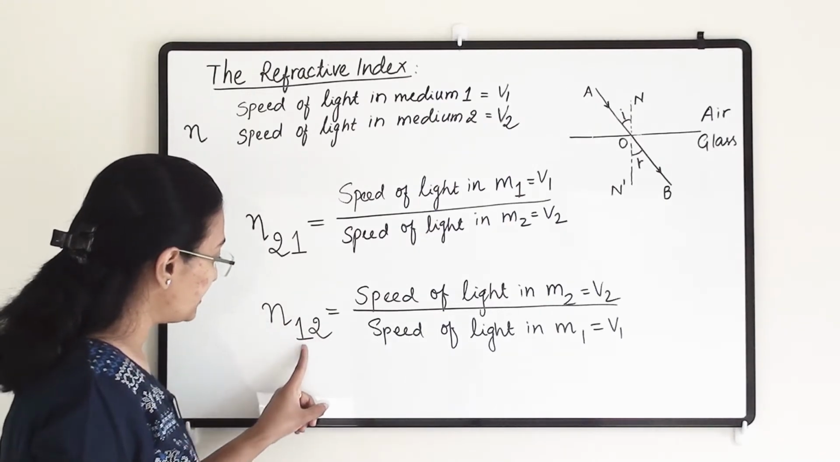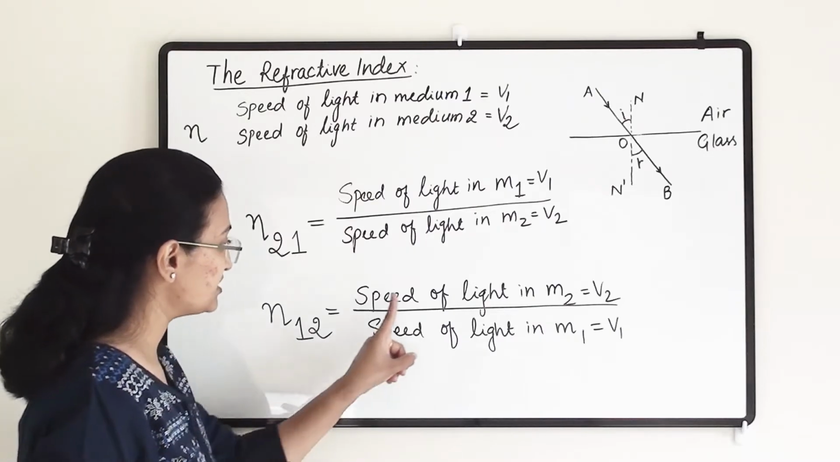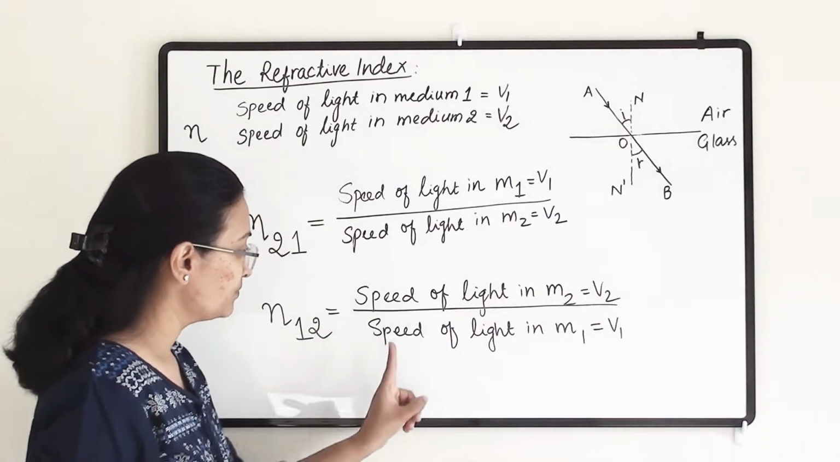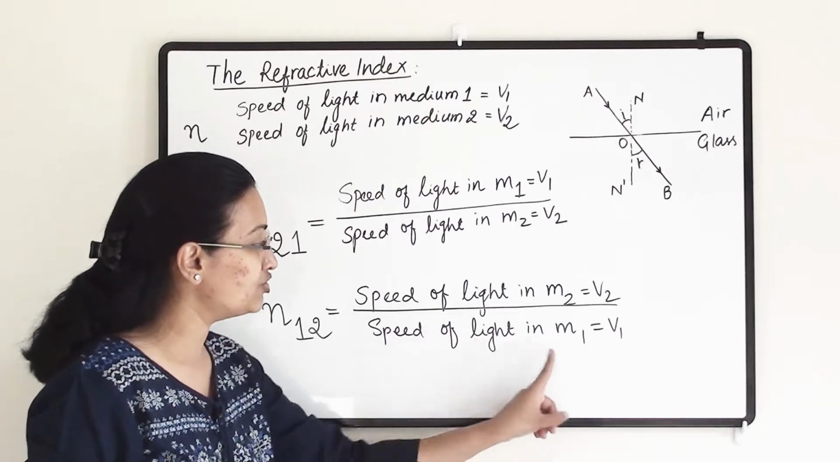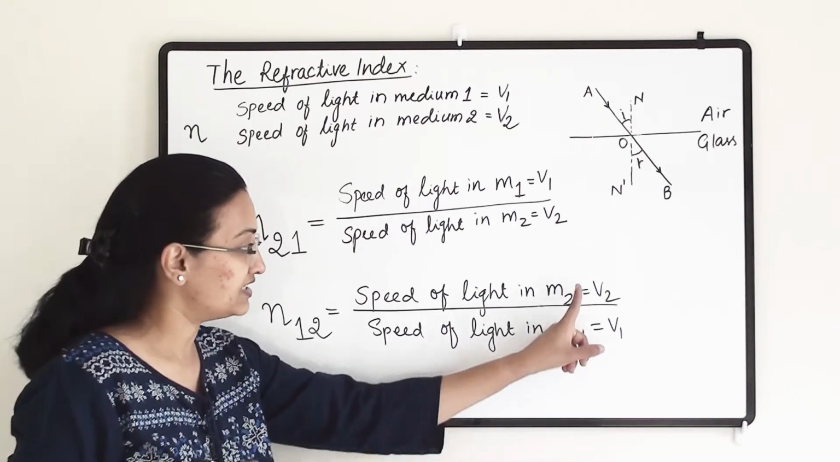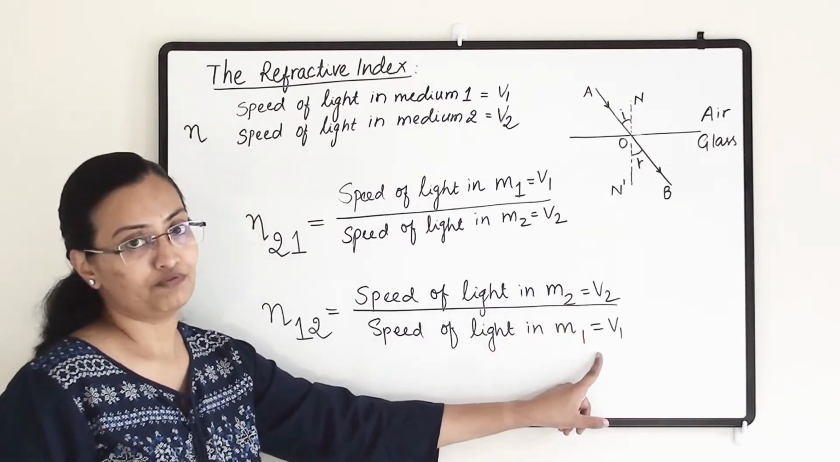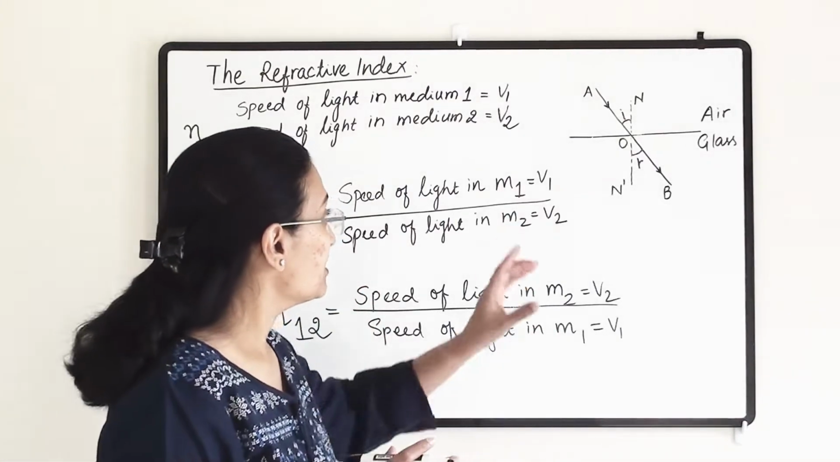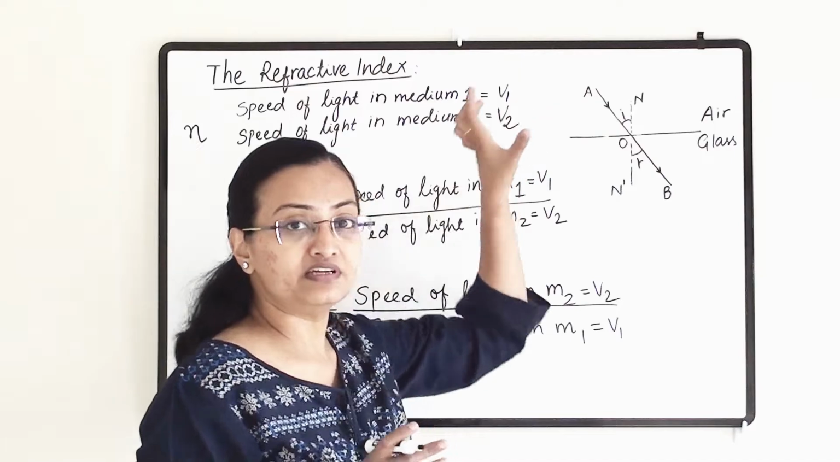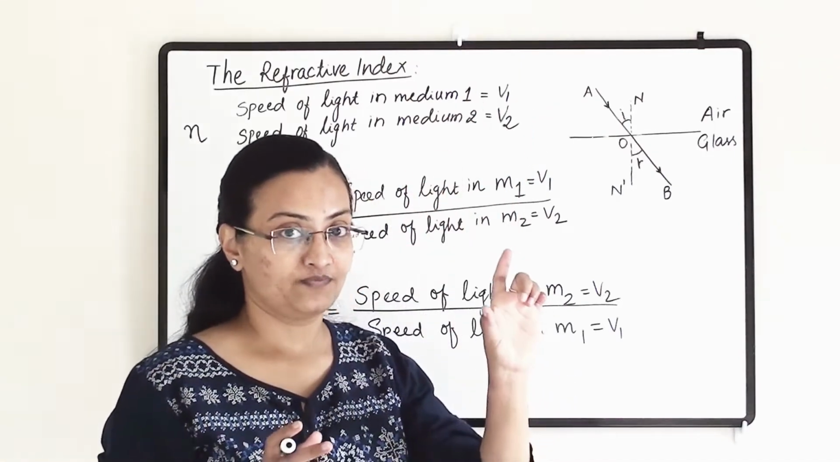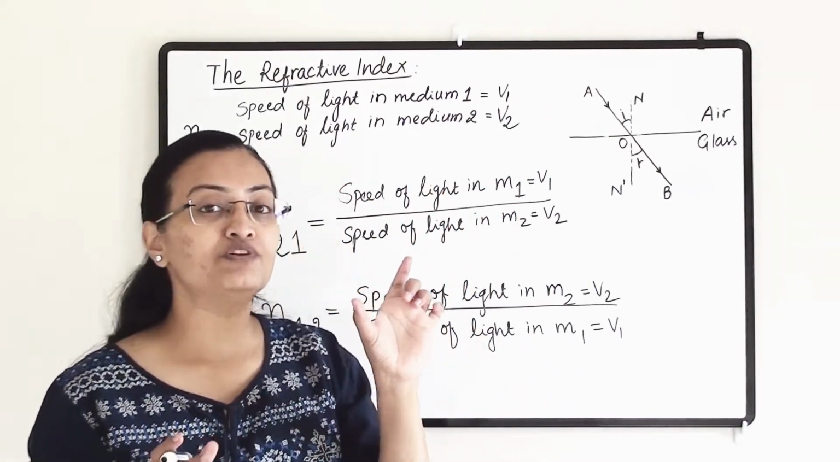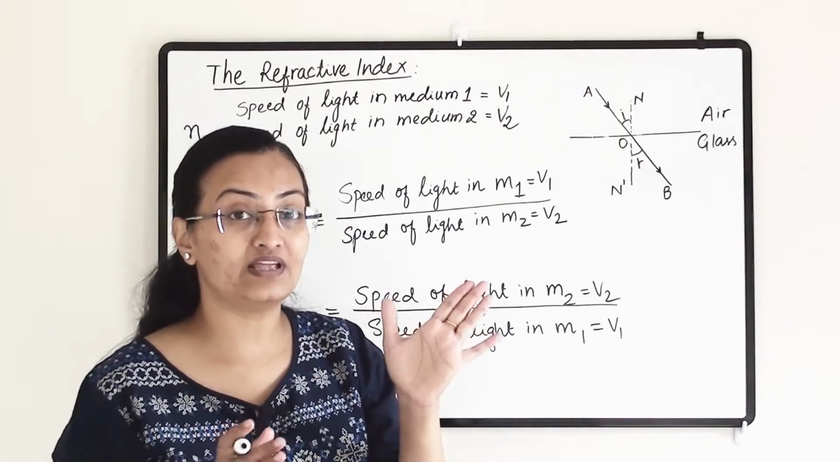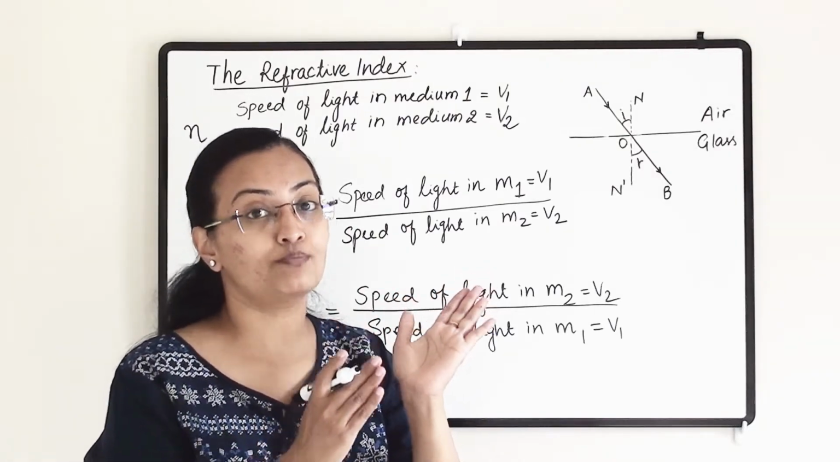So this is refractive index 1,2, that is speed of light in medium 2 divided by speed of light in medium 1, that is V2 divided by V1. These are the general formulas when we make one of the rays a reference ray, because otherwise we will not be able to find out how much that ray has bent.